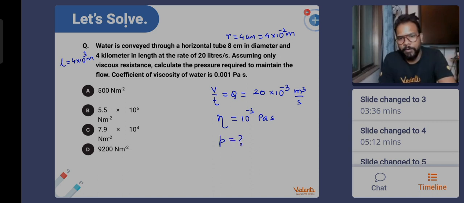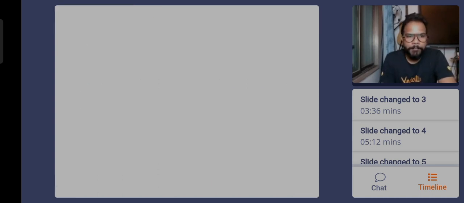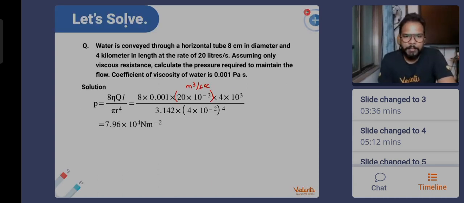We are trying to find the value of P. So once again, Q is pi r to the power 4 P by 8 eta L, and this time we are interested in finding P. We have everything given. On rearranging the formula, P becomes 8 eta Q L by pi r to the power 4. We take 8 into the eta value into the Q value, multiplied by 10 to the power minus 3, the L value 4,000 meters, the value of pi, and the radius 4 into 10 to the power minus 2, to the power 4.